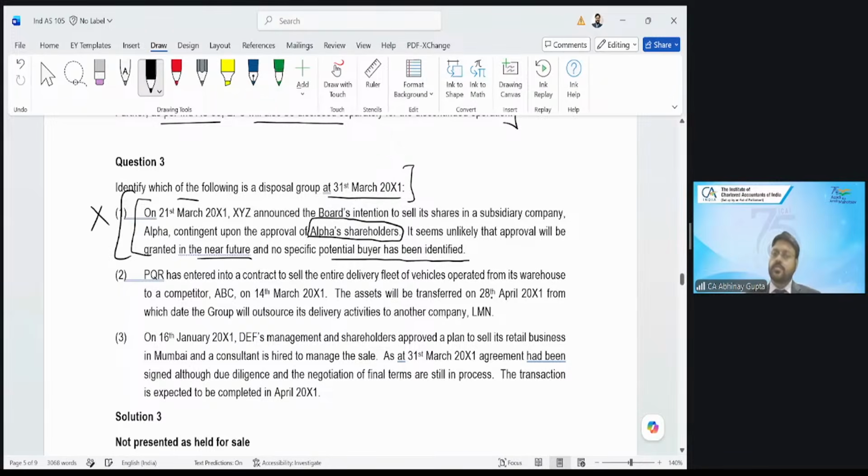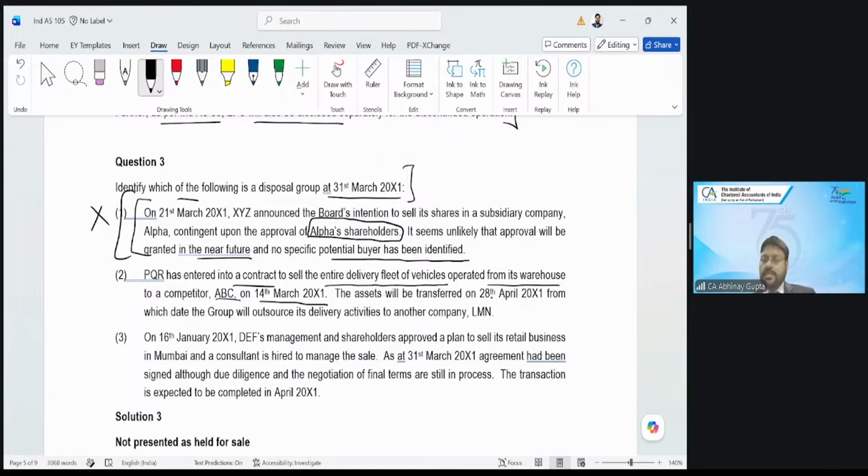Not regarded as the disposal group. Is that clear? Second one, PQR has entered into a contract to sell the entire delivery fleet of vehicles operated from its warehouse to a competitor ABC on 14th of March 2001.